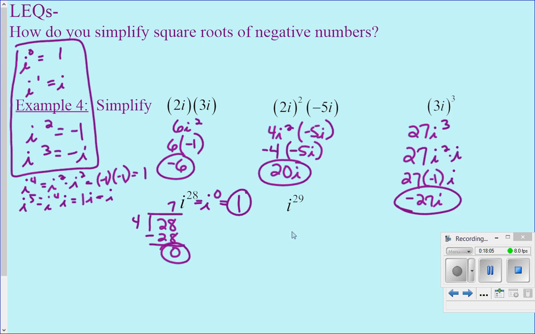So that's what we'll do with 29. Obviously we're still going to divide by 4. We're still going to get 7. We're still going to get 28. But this time our remainder is 1. So that means that after 7 times through the cycle of 4 different options, it's going to stop at i to the 1, which means i to the 29th is equal to i to the 1, which is equal to i. And that's how you do those.